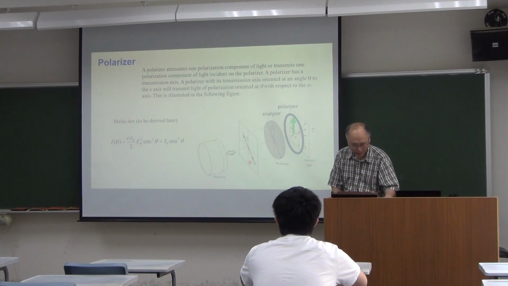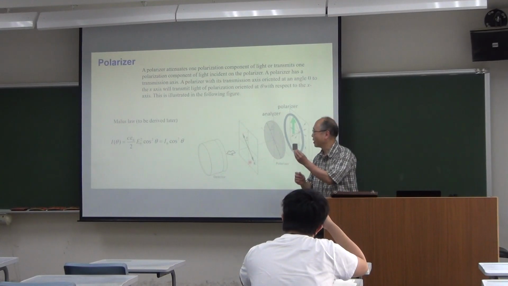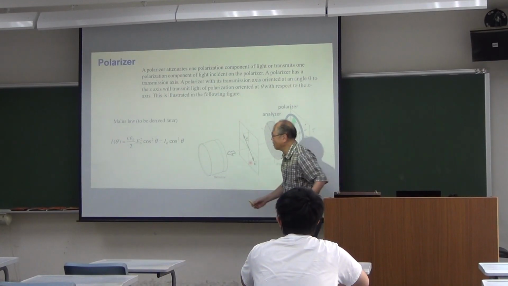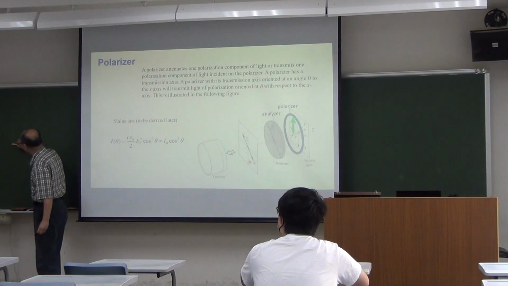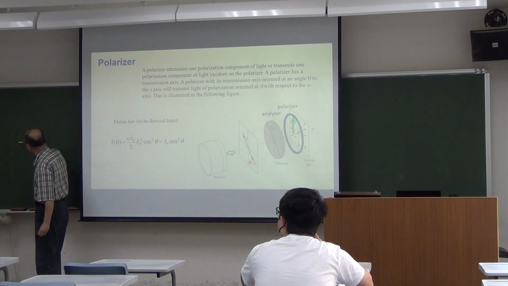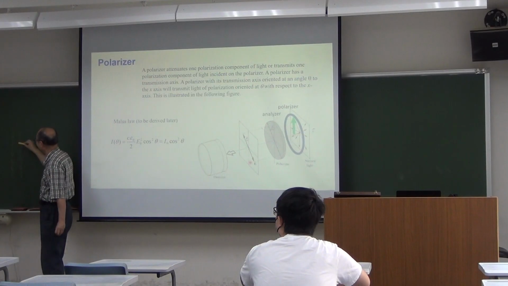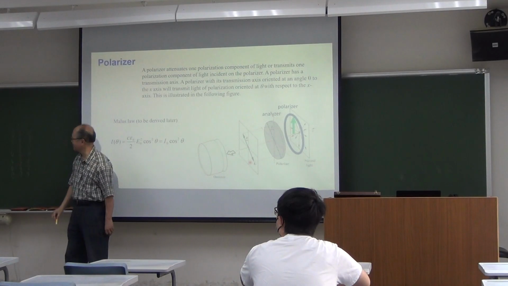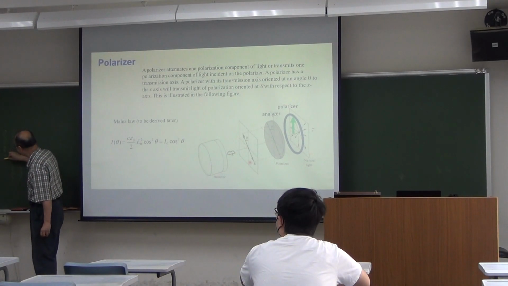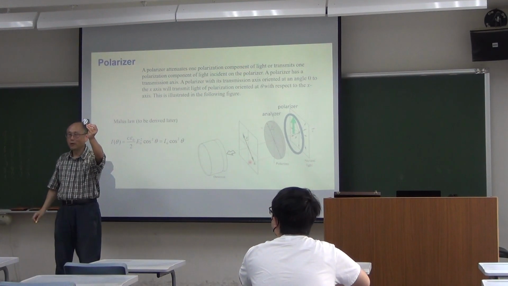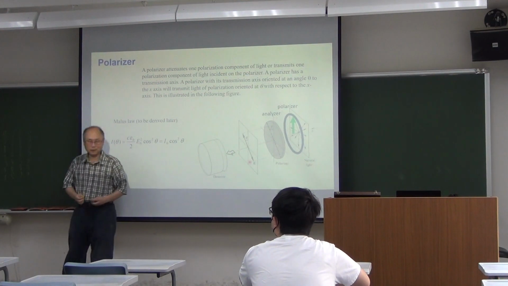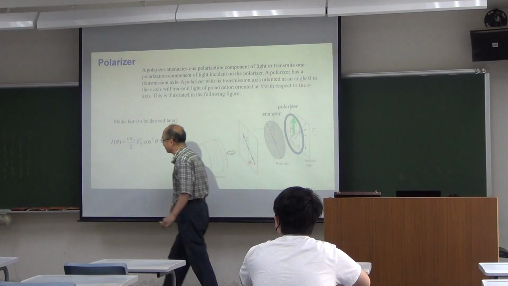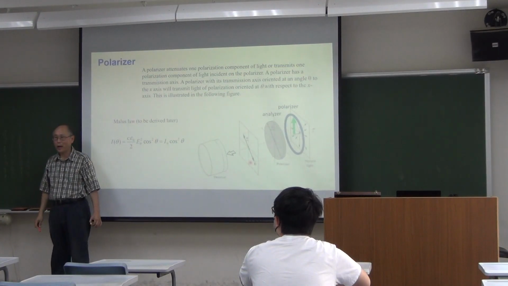The transmission axis of the polarizer is that, well, on this film, we have polymer aligned like this, an array of polymer molecules aligned like this. There's a large area on this. When you have an electric field along this direction, along the direction of the chain, what happens?